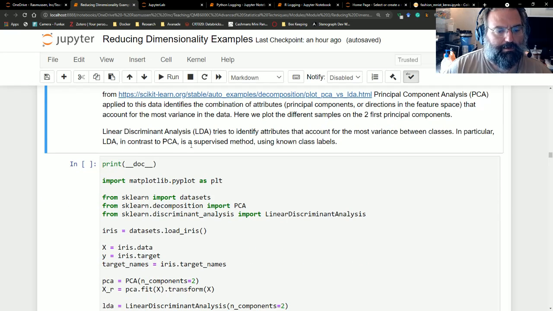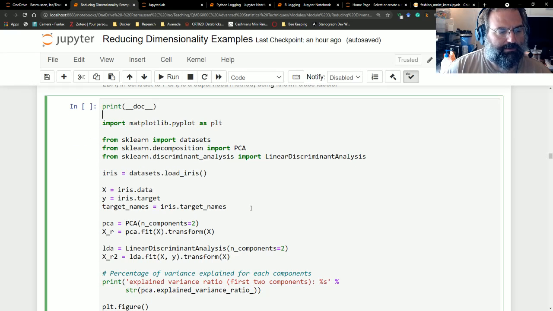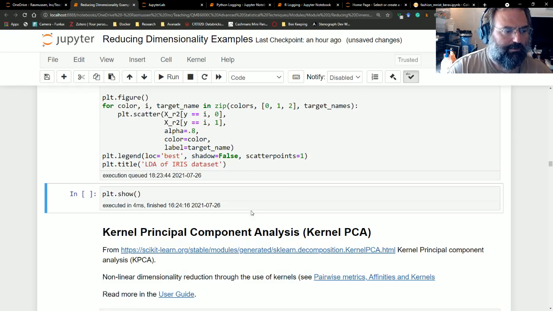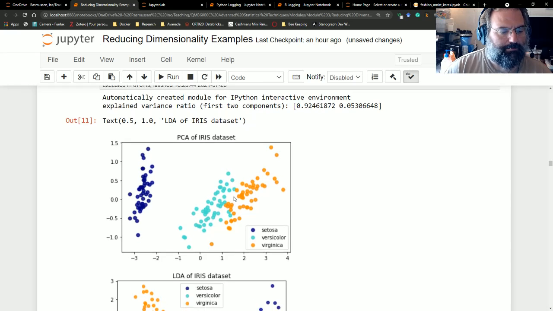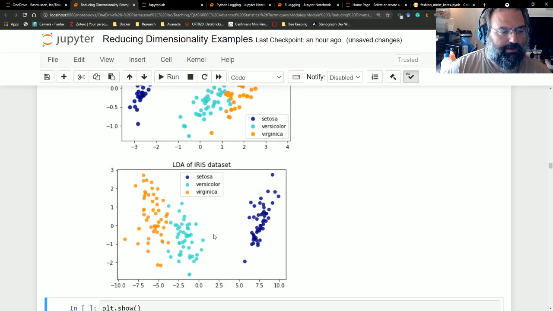LDA is supervised. That's one kind of distinction. You need to know classes. So it makes sense to do iris, right? Because we know their classes. And so here you can see PCA of iris, and here you can see LDA of iris.